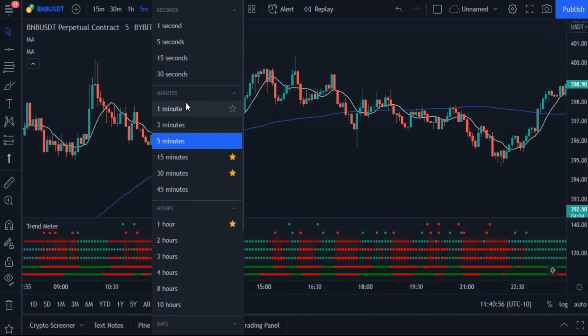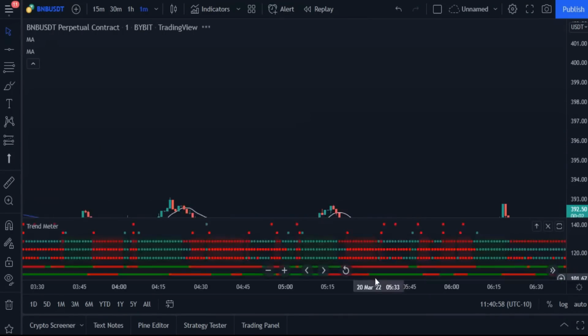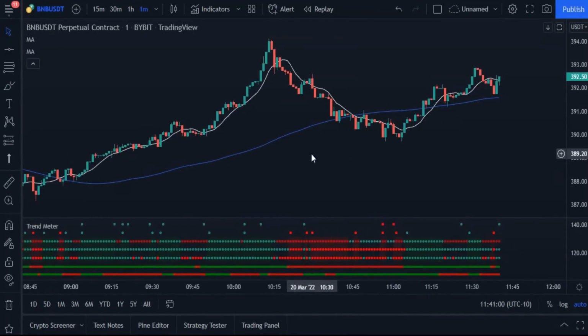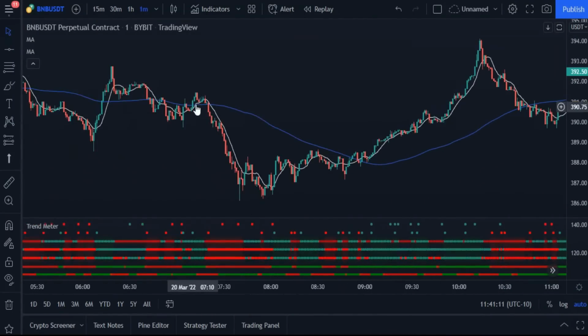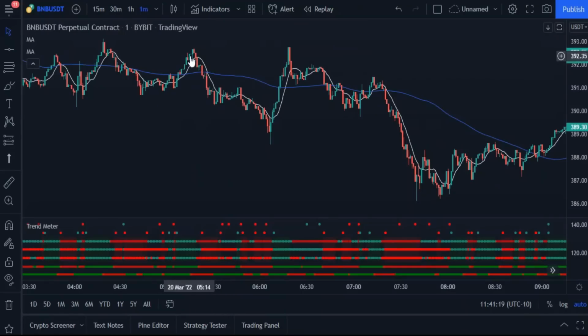Now, let's review a 1-minute frame. As we can see, this candle is above the two moving averages, and also the filter has given green signals, so this will be a good entry point. And here the opposite happened, a red candle below the moving averages, and integrated red signals from the filter, yes, it is a short position. Here too, we can enter into a short position.